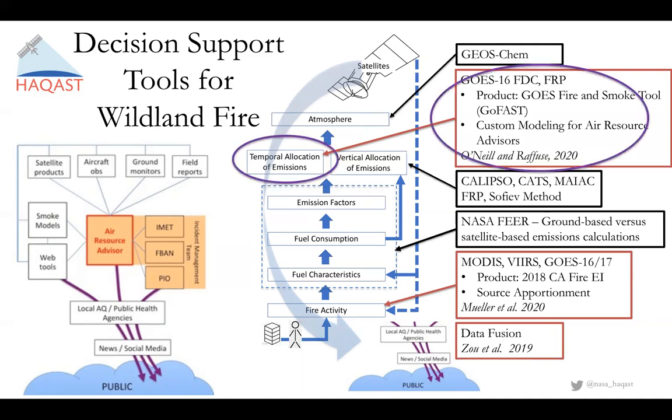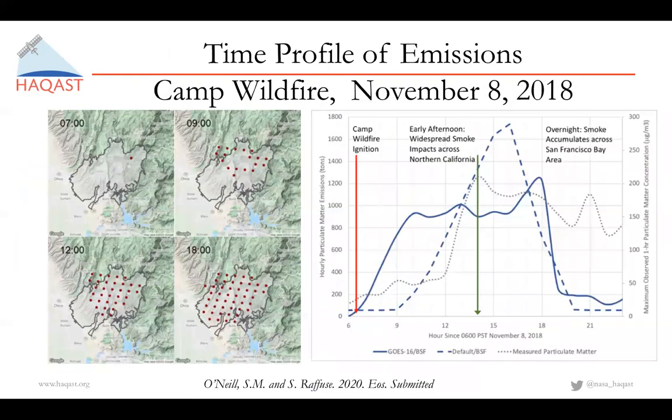I'm going to start out talking about temporal allocation of emissions, and in particular using fire radiative power and the fire detection information from the GOES-16 satellite. We've been using this data in some cases to do custom modeling for these air resource advisors. So why does time profile information matter for smoke forecasting? Essentially, time profile is capturing fire behavior, how the fire moves across the landscape in time.